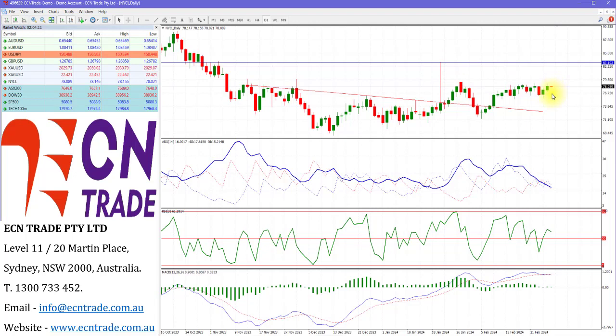Any pullback is expected to be shallow, with support now seen roughly around 77.5 to 76.65, which was recently challenged the previous day.